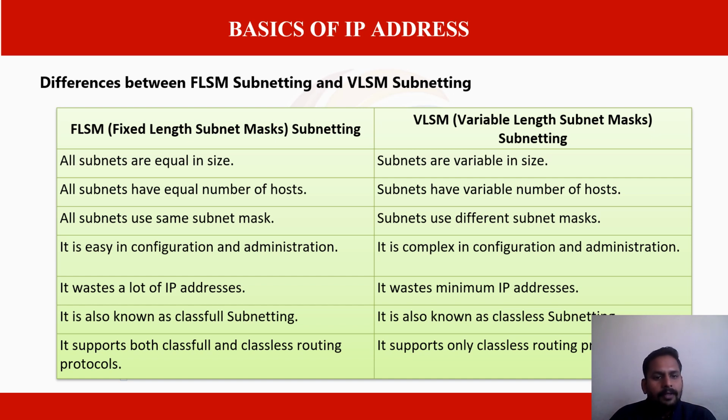And the next point, it wastes a lot of IP addresses, right? We know that, right? Because with classful IP addresses, we are wasting lots of IP addresses. That's why we are going for classless inter-domain routing. So you see, obviously we can say that by using the fixed length subnet mask, we are wasting the IP addresses. But if you are using VLSM, then the wasting of IP addresses will be very less only. And then the next point is, it is also known as classful subnetting. Already I have told you that, right? If it is classful subnetting, it is just FLSM only.